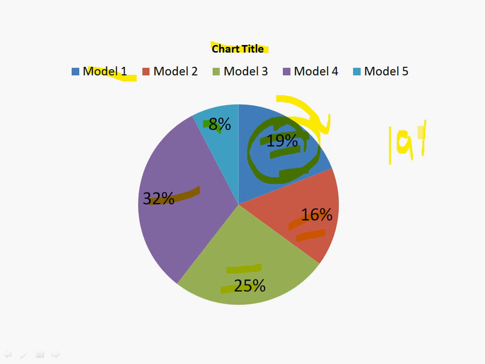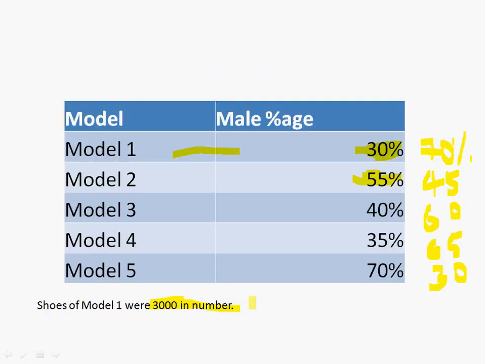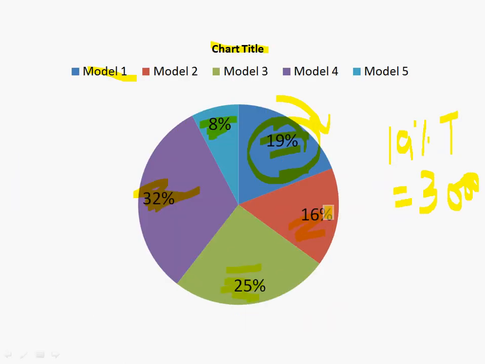So 19% of total is equal to 3000, and hence we find the total and these terms as well, right? So we'll find what is 32% of the total, 8% of the total and so on. And now whatever question is asked, what is the percentage of model 3 manufactured for women, we can very easily find out, right? We can find out model 3 was 25%, right?